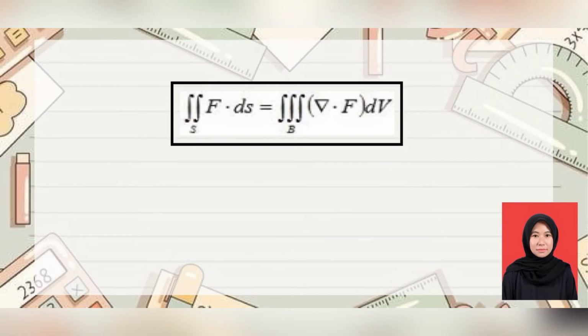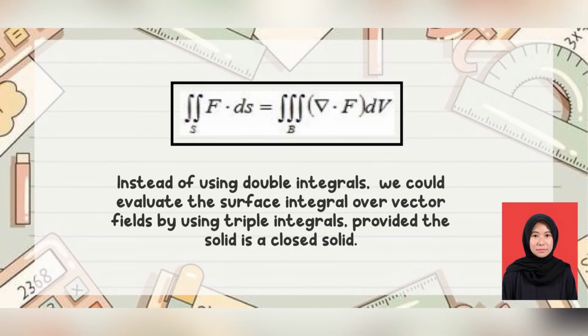By referring to the formula given, instead of using a double integral, we could evaluate the surface integral of a vector field by using triple integrals, provided the solid is a closed solid. We will explain to you the divergence theorem with given examples of questions and solutions after this.